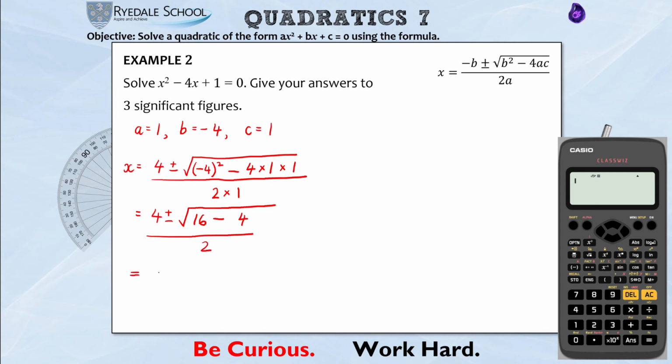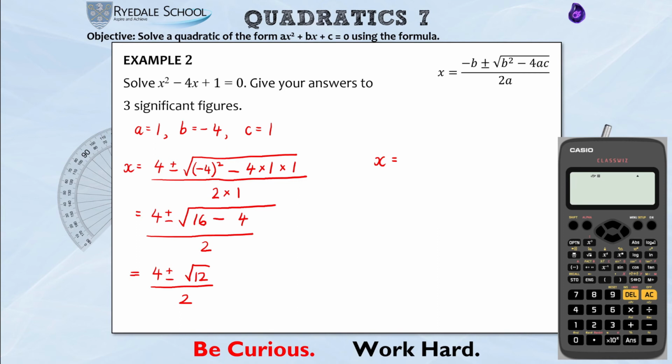Final step of tidying up is just tidy up the number under the square root. 16 take away 4 is 12. So I'm doing 4 plus or minus the square root of 12, all divided by 2. So let's go to my calculator now and see what answers we get.